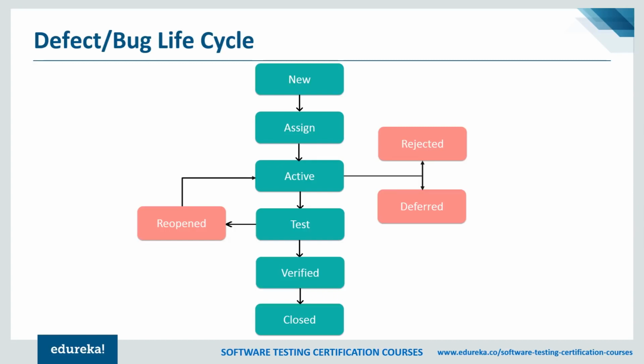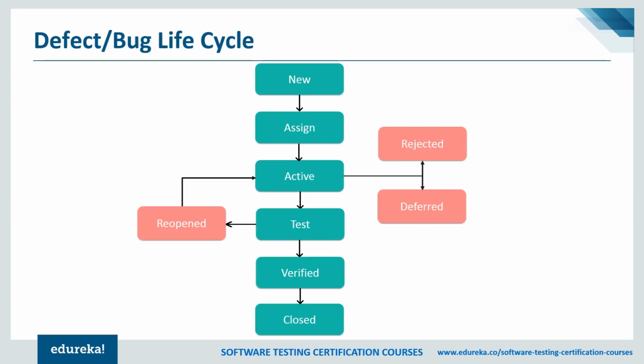Next, Active or Open. At this state, the developer has started analyzing and working on the defect fix. When the developer makes the necessary code changes and verifies the changes, he or she can make the bug status as fixed and the bug is passed to the testing team. At this stage, the tester tests the changed code which the developer has given to check whether the defect has got fixed or not.